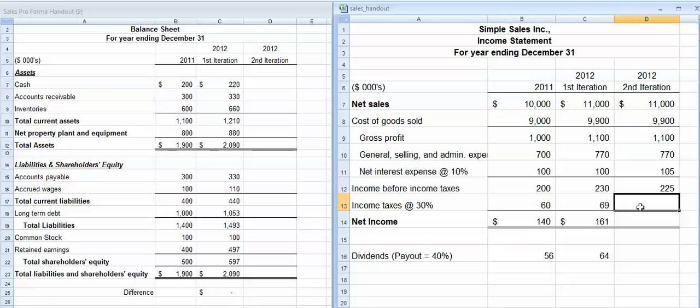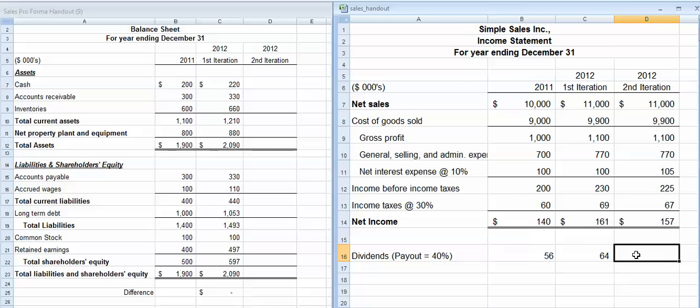We will have $225 in income before taxes. Our taxes then, again, taxable income times our 30% tax rate, will be $67, and our net income will be $225 minus 67. We'll have net income of $157. So notice, as our long-term debt increased from 1,000 to 1,053, that caused our interest expense to go up, which makes our net income go down.